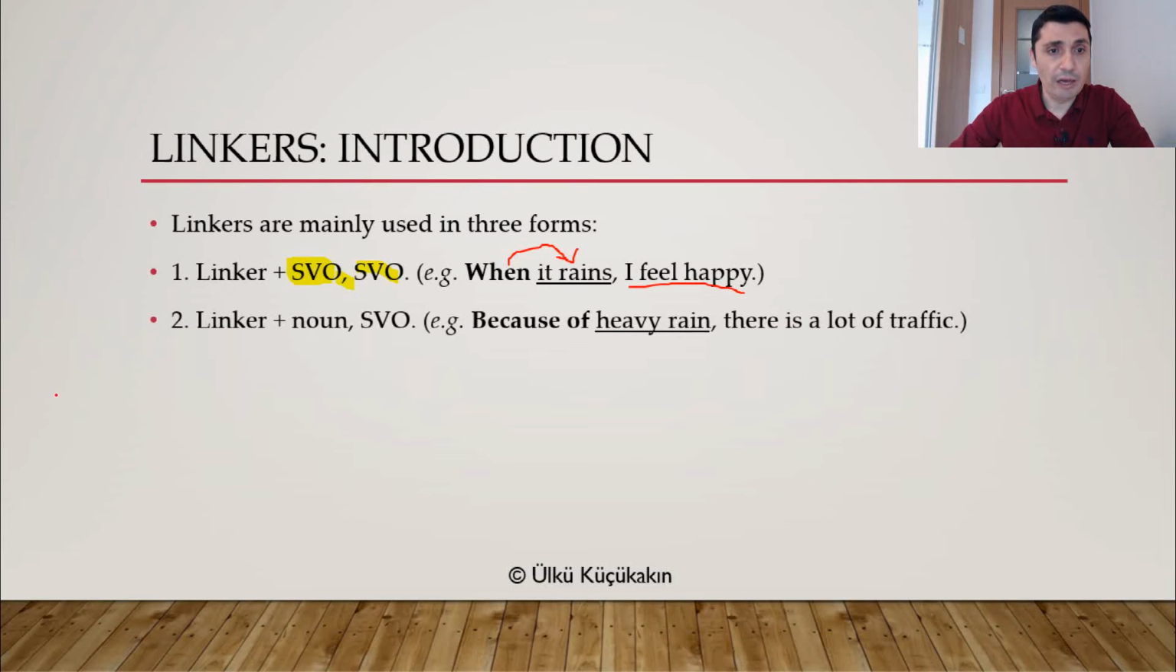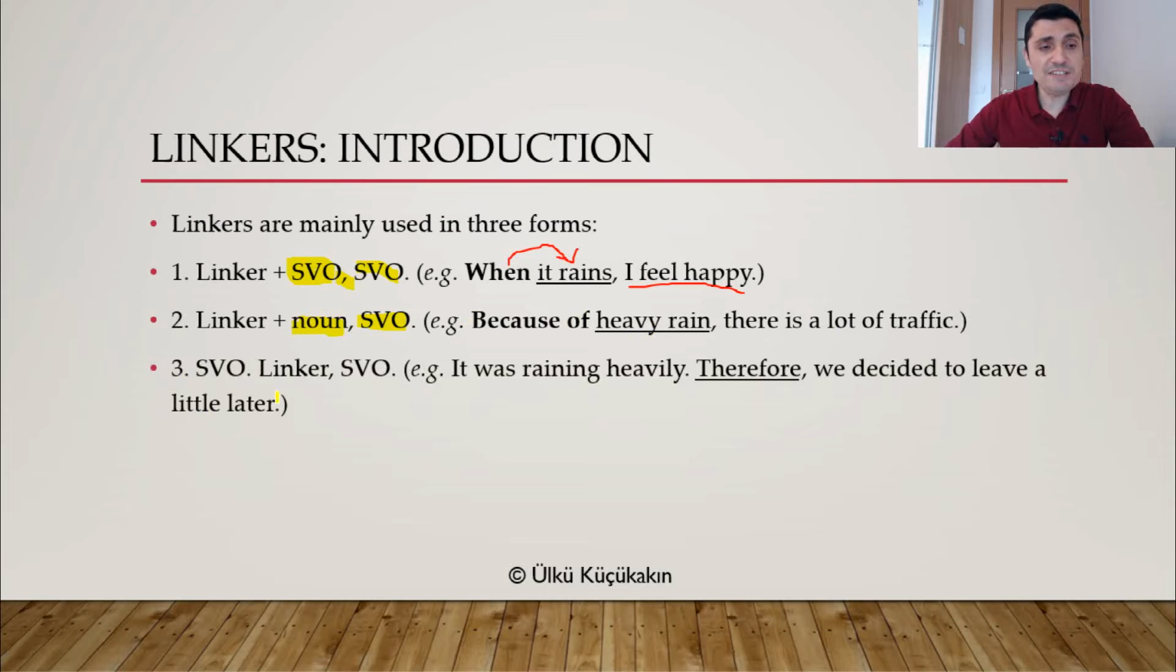Another structure that we see commonly with linkers is linker plus noun combination, right? So some linkers are used specifically with nouns. And then again, we have one full sentence. For example, because of heavy rain, there is a lot of traffic. So here, heavy rain is a noun phrase, all right? Adjective plus noun. So this kind of linker, because of, is used with a noun.